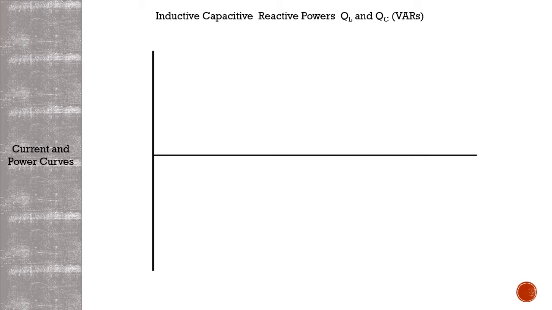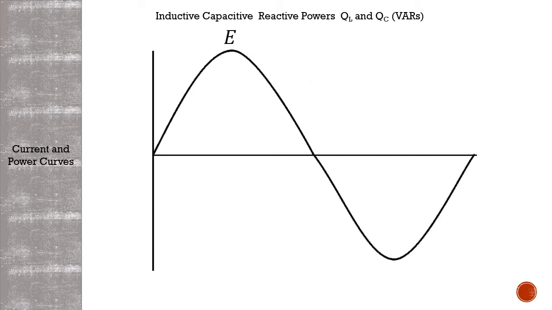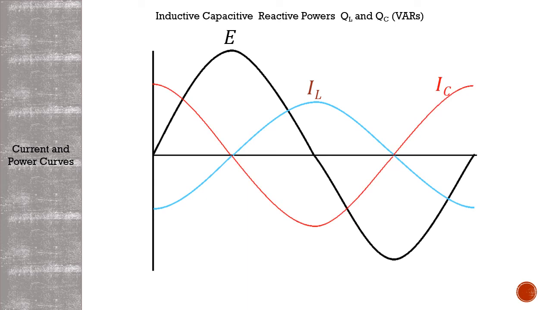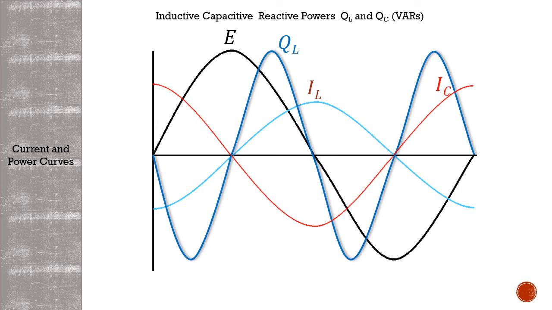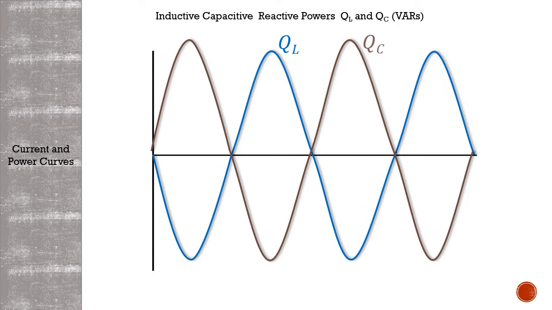We had already looked at the power curves. When we apply a voltage, the inductive current lags behind and the capacitive current leads, and when we look at the powers for each of those, the reactive power and the capacitive power are 180 degrees out of phase. This is what allows us to do our power factor correction. The capacitor will feed the inductor when the inductor needs power. The inductor will feed the capacitor when the capacitor needs power.